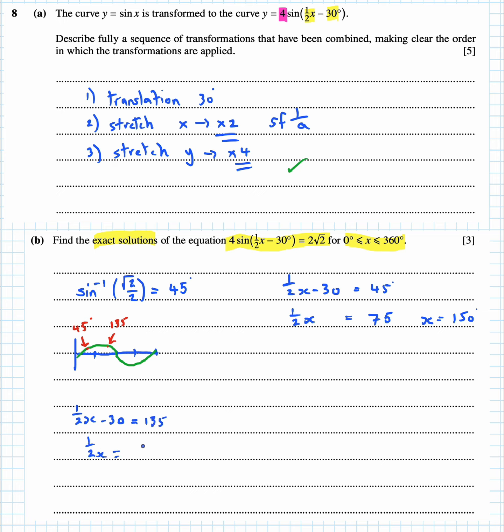We'll now just do that second part. So 135 plus 30 is 165. So x is equal to 330. And those two values do fit within that boundary.